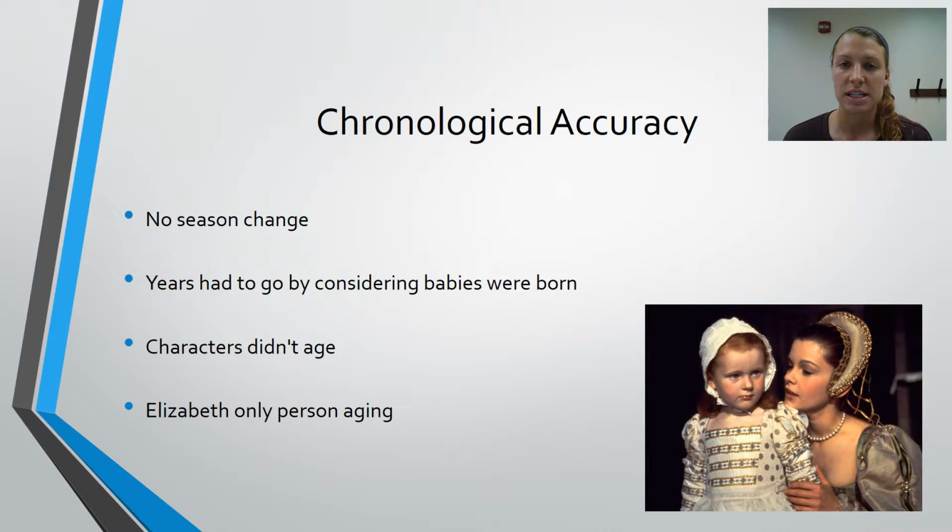For the chronological accuracy, there's no change in season or anything, and years had to have gone by because there were 2 babies being born, and it doesn't really state any type of time period or how many years have gone by. The characters did not change. The only person that did change was Elizabeth, and she grew up pretty quick. She was a baby, and then she ended up being a toddler walking around on her own and everything like that, which I thought was odd as well.